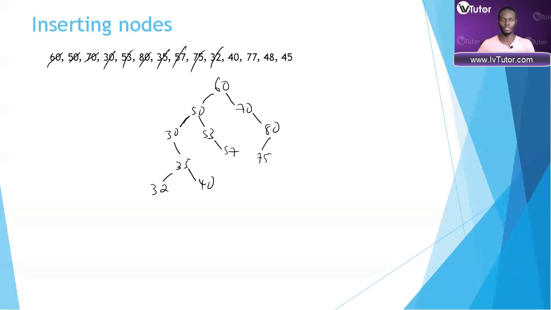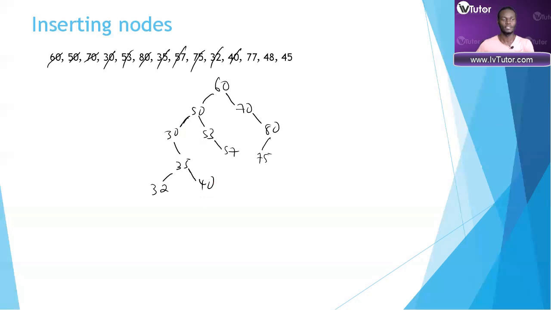You see what I'm doing there? Because it's less than 60, it has to go here. Because it's less than 50, it has to go this side. Because it's greater than 30, it has to go this side. Because it's greater than 35, it has to go this side. Because for every single node, all nodes on the left must be less and all nodes on the right must be greater. So that's how we insert our 40 there.